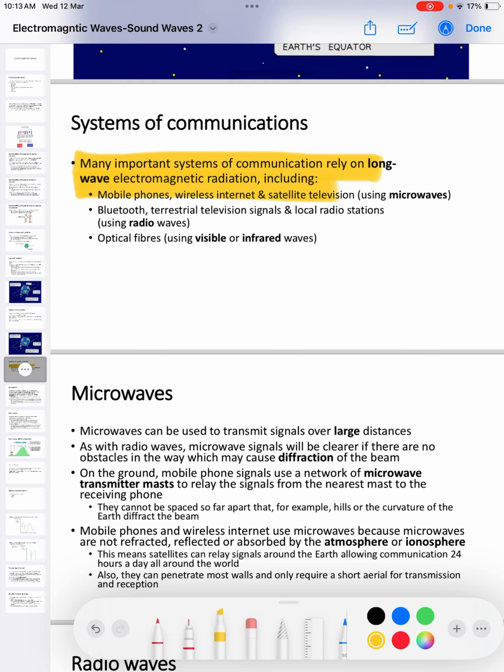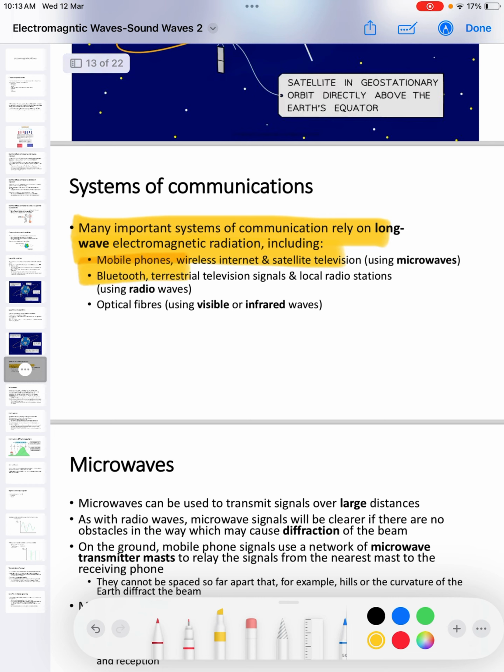So take, for example, mobile phones, wireless internet and satellite television. This uses microwaves. Microwaves come after radio waves and they have a very large wavelength. For Bluetooth, for example, if I want to connect my phone to the car radio, we use Bluetooth. Terrestrial signals and radio stations use radio waves. Optical fibers use infrared or visible light.